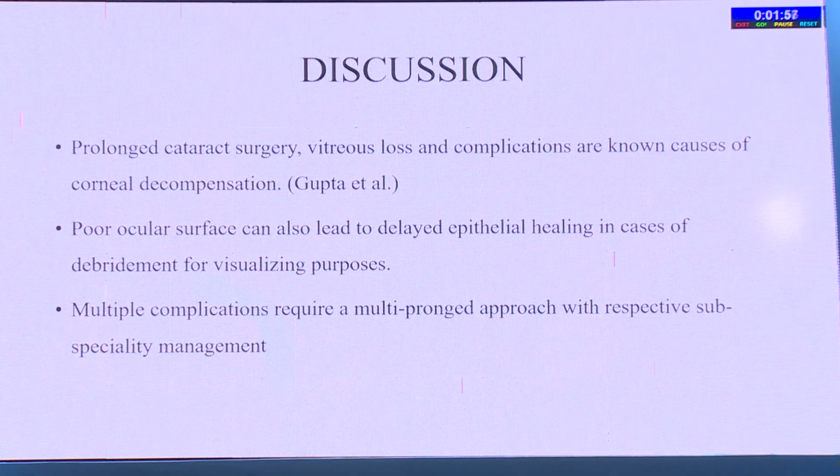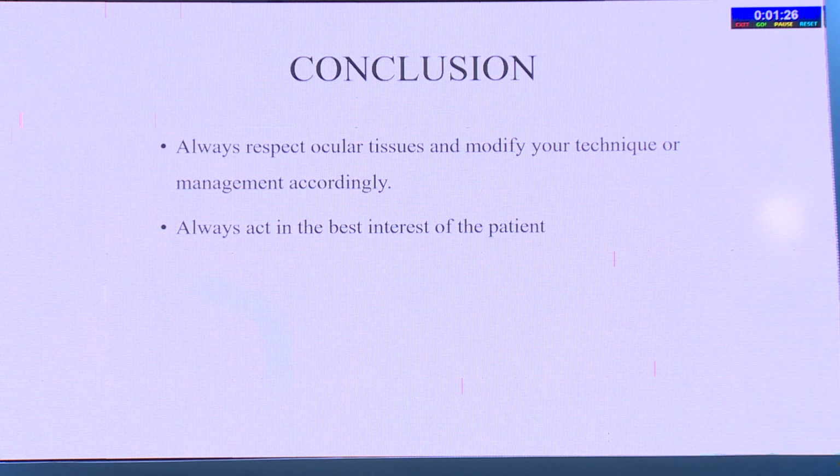So it has been discussed that prolonged cataract surgery, vitreous loss, and complications are well-known causes of corneal decompensation. Along with it, poor ocular surface can lead to delayed epithelial healing in cases of debridement for visualizing purposes. And usually when we are dealing with cases like this, which have multiple complications in them, these kinds of cases require a multi-pronged approach with respective subspecialty management.